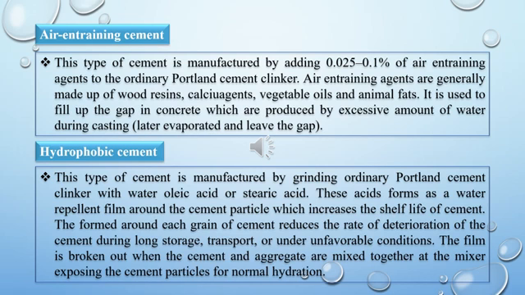Students, our topic is hydrophobic cement. Hydrophobic cement is formed when ordinary Portland cement clinker is ground up with oleic acid or stearic acid. These acids form a film around the grains of cement which protects it from decomposition, due to which storage and shipping become easy. So students, these were two more cements, air entraining cement and hydrophobic cement.